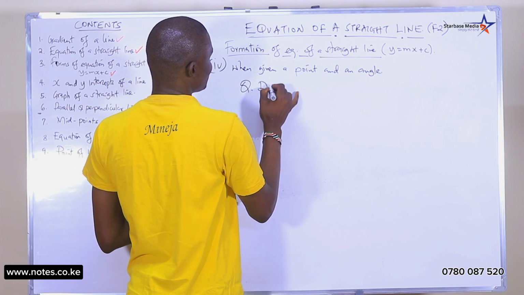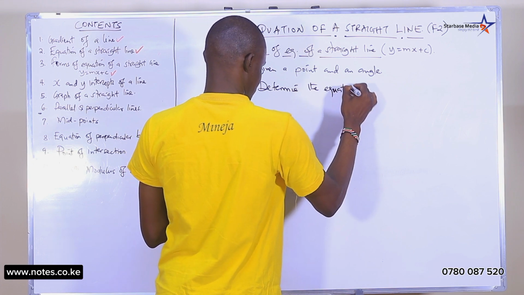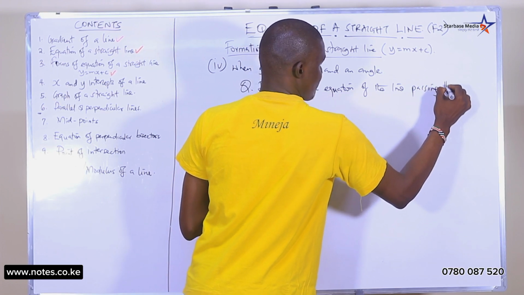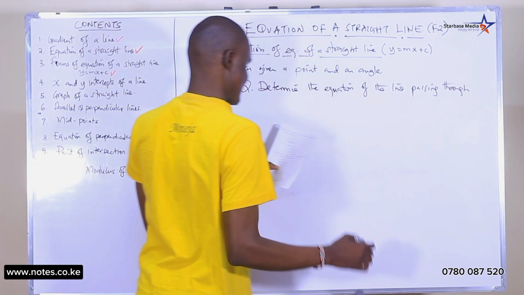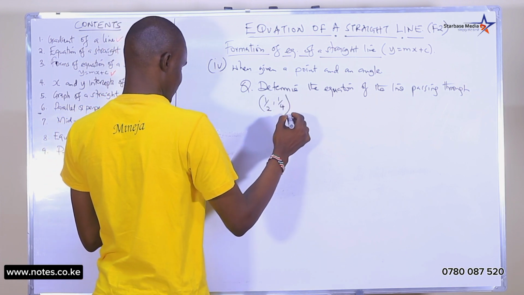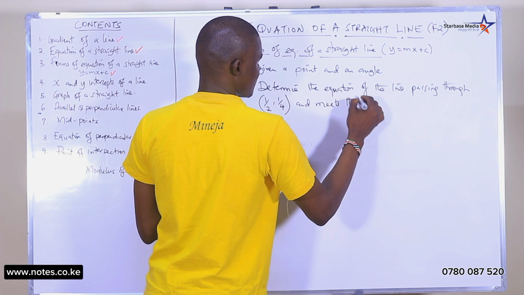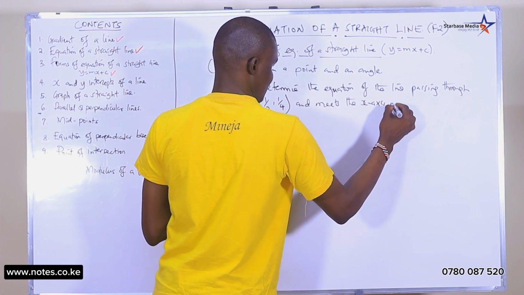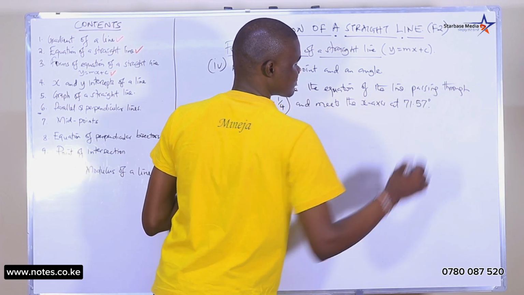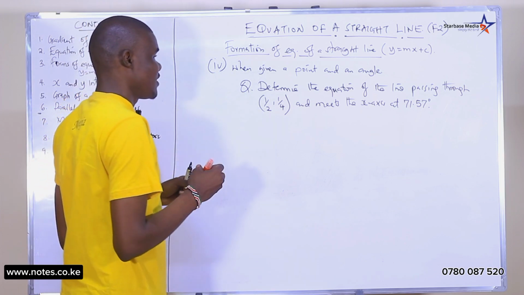reads, determine the equation of the line passing through a half, quarter, and meets the x-axis at 71.57 degrees. Very good. So I want to give you a graphical representation of this.